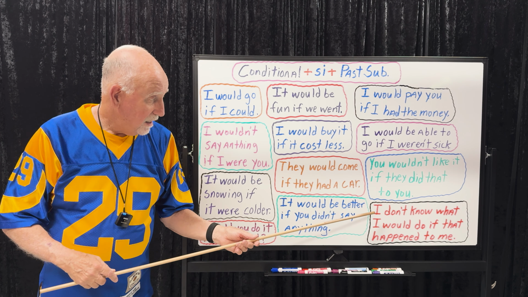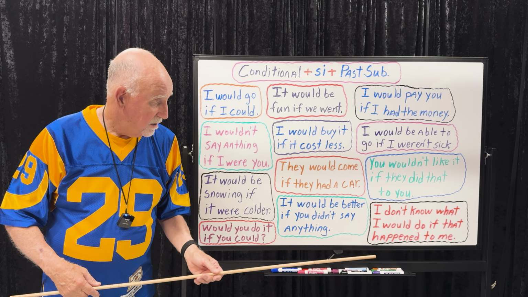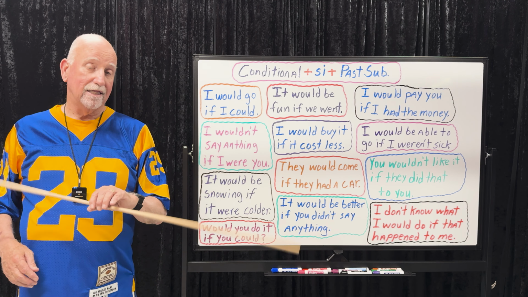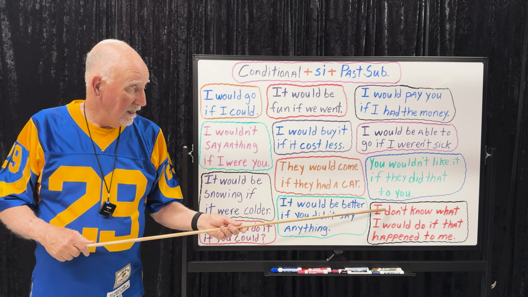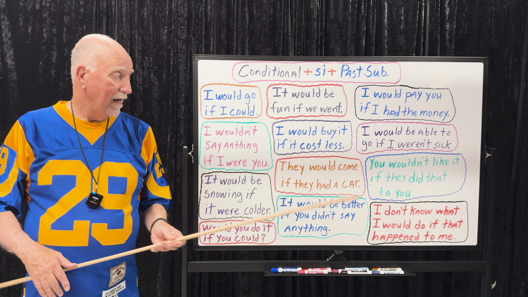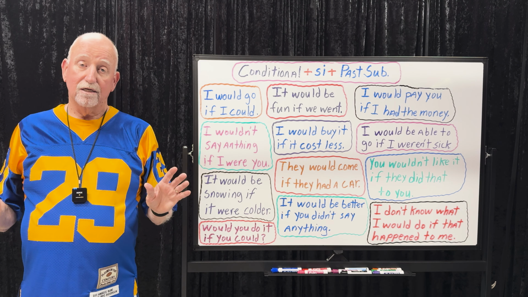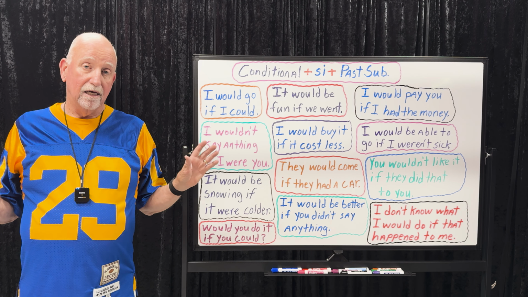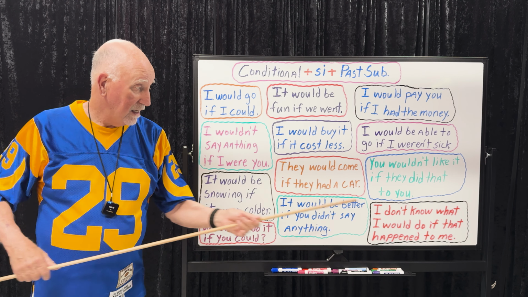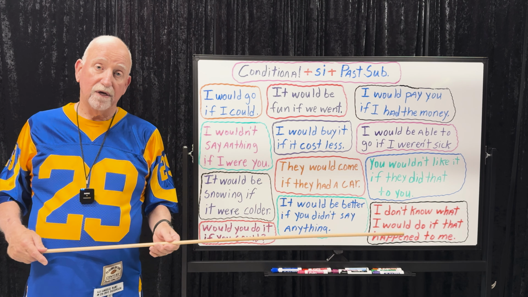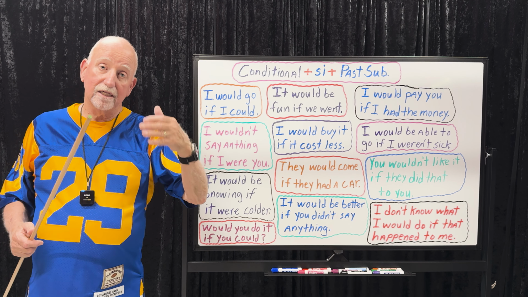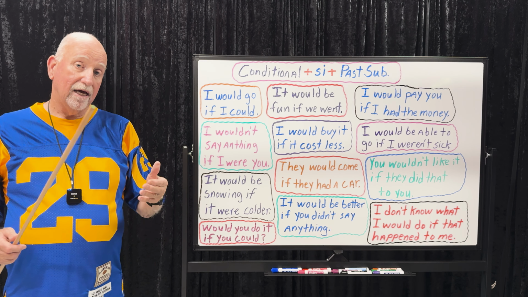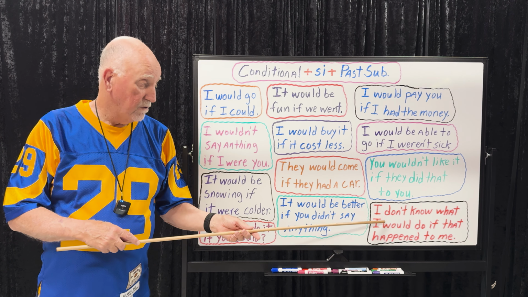And our last one, I don't know what I would do if that happened to me. We say that all the time. I don't know what I would do if that happened to me. Okay? I don't know, that's the verb saber. I don't know, that's just present tense. Yo no sé, accent on the E. That's present tense. Yo no sé qué, Q-U-E, with an accent on it, because you're using it like a question.